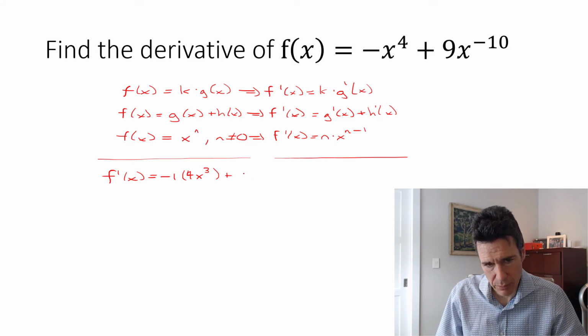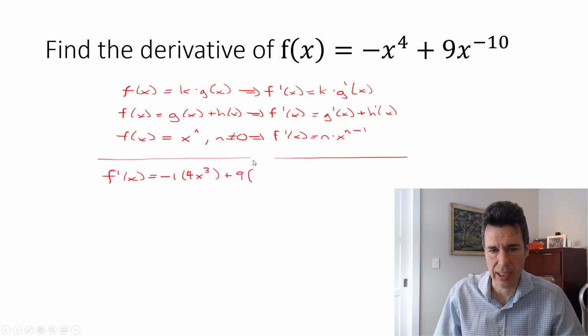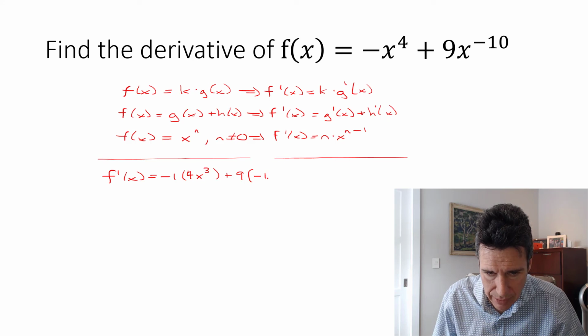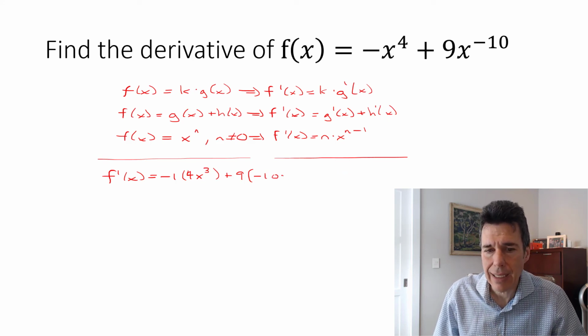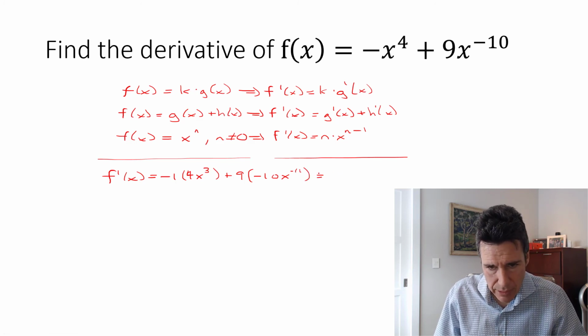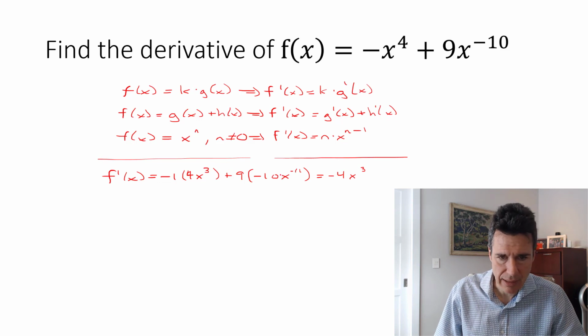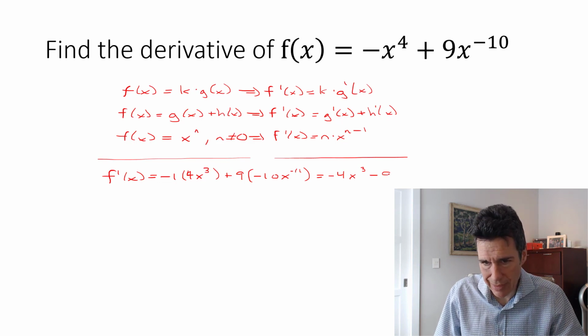Derivative of the second term, we can bring the 9 out. And we're taking the derivative of x to the power minus 10. So we bring the minus 10 down, minus 10 x to the power minus 10 minus 1, which is minus 11. So I'm going to make this look a little bit nicer, get rid of some of these parentheses, and we get negative 4, right? Negative 1 times 4, so negative 4 x cubed, and then 9 times minus 10, so that's minus 90 x to the power negative 11.